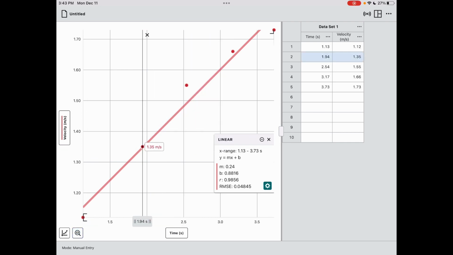The slope anywhere on this line is going to be constant. If the slope is constant, the acceleration is constant, because slope is rise over run, or change in y over change in x. Our y is velocity, x is time. So change in velocity over time is the acceleration. Then go and look at your conclusion questions and answer those.